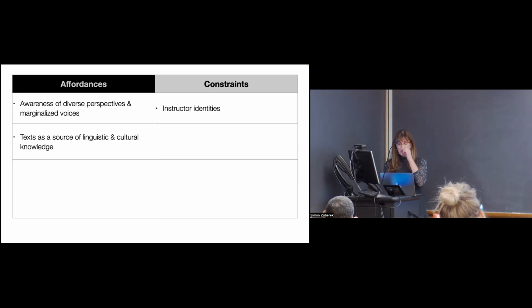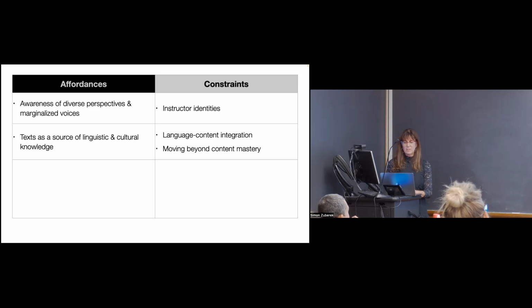Our findings also revealed that texts are an affordance that can provide rich sources of linguistic and cultural knowledge. And this makes sense, given that texts are at the core of multiliteracies pedagogy, and they were central to the curricular units that our participants created. Although texts were an affordance, the integration of language and content was a constraint, as I mentioned. So, as we saw in the findings that I presented, some participants were able to balance the language and content goal of language classes, whereas others struggled to make this connection.